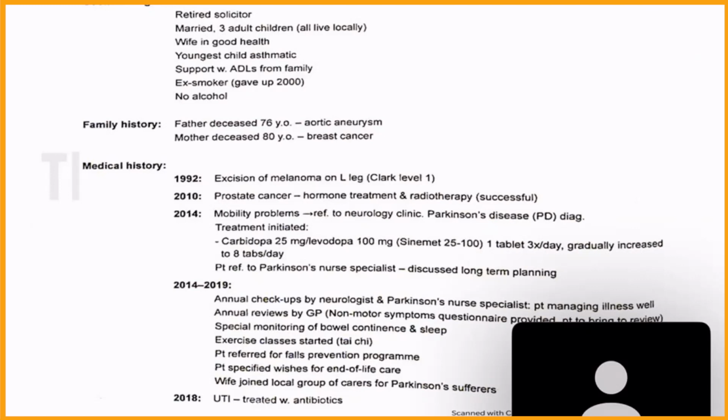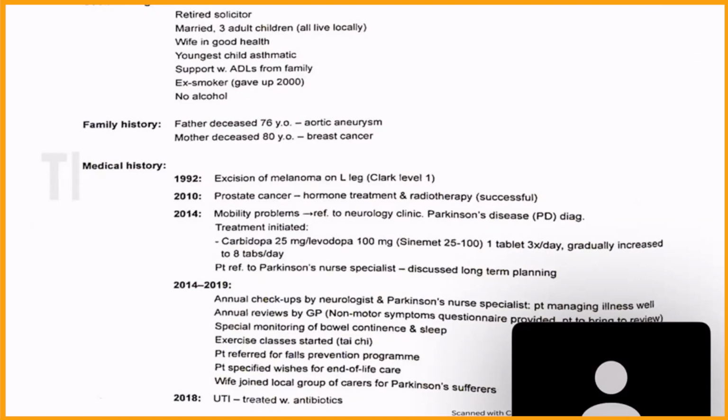2014: mobility problem. Referred to neurology clinic. Parkinson's disease diagnosed. Treatment initiated. Carbidopa 25 mg, levodopa 100 mg, bracket, Sinemet 25 to 100. 1 tablet 3 times a day, gradually increase to 8 tablets a day. Patient referred to Parkinson's nurse specialist. Discussed long-term planning.